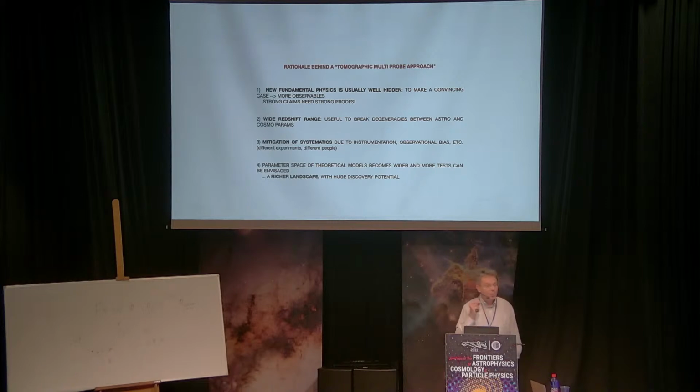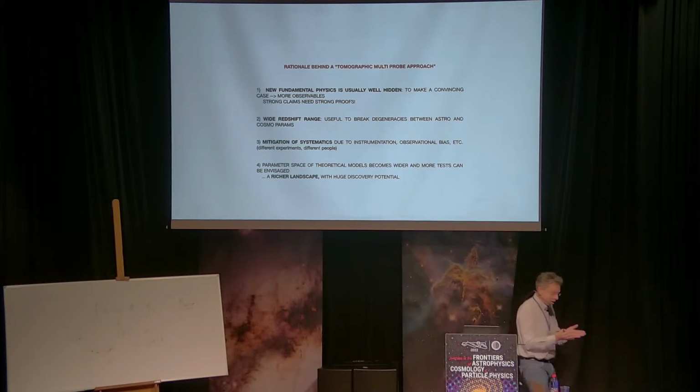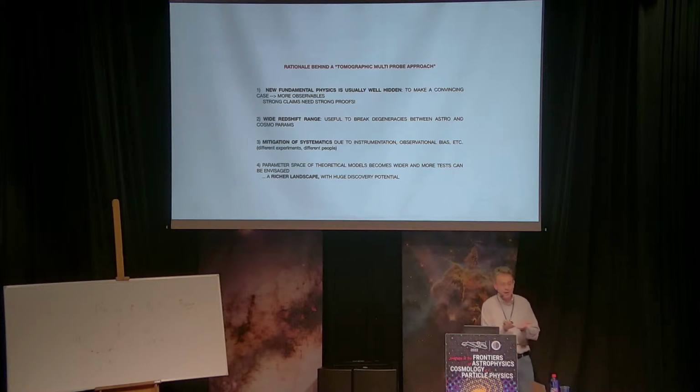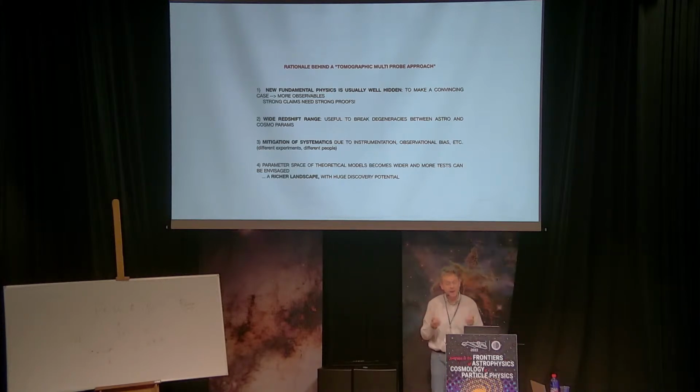Second point, wide redshift range. Why do we need a wide redshift range? Well, can't we just pick one redshift and maybe concentrate our efforts there? No, we need a wide redshift range because it allows us to break degeneracy. Suppose you have fundamental physics and astrophysical aspects. They are to some extent coupled to each other. But by exploiting the wide redshift range, they typically decouple.